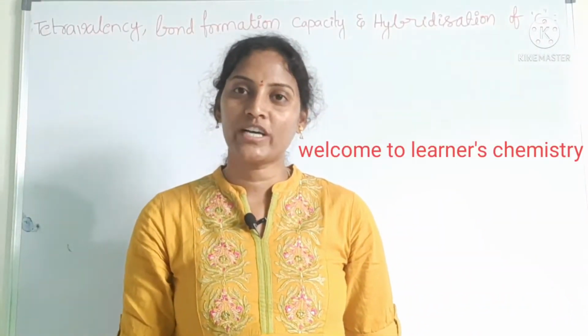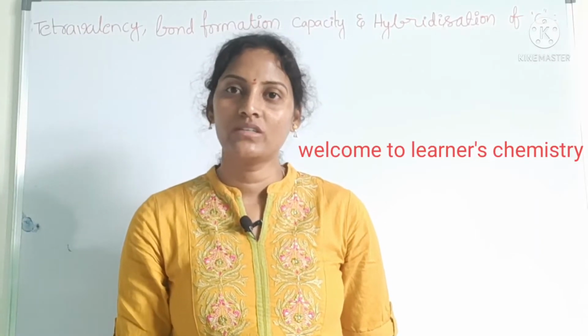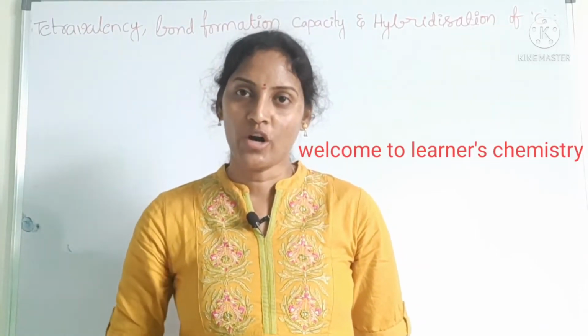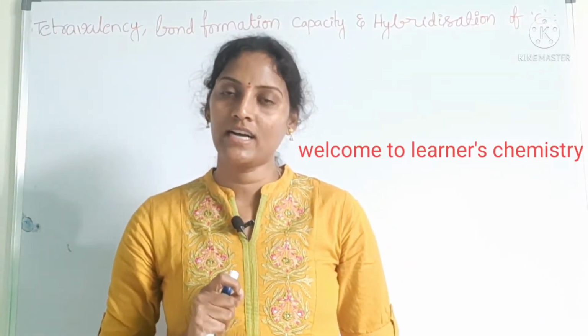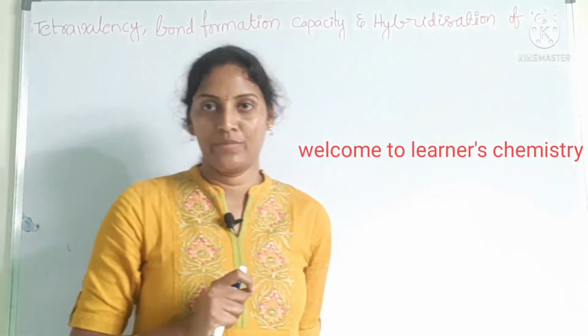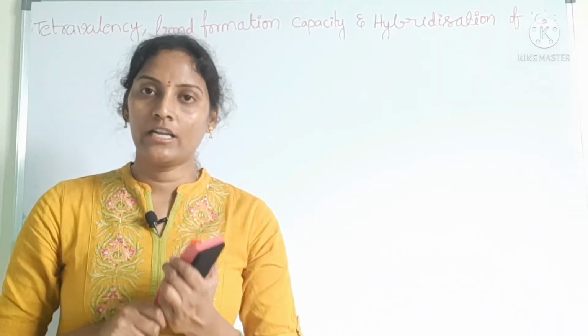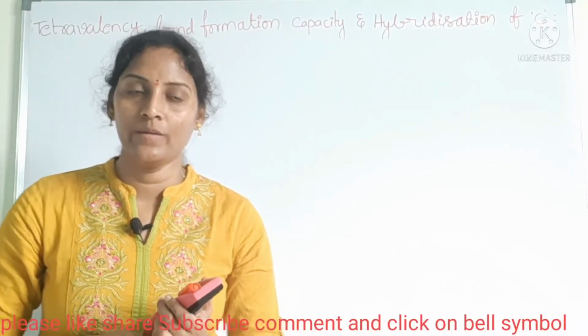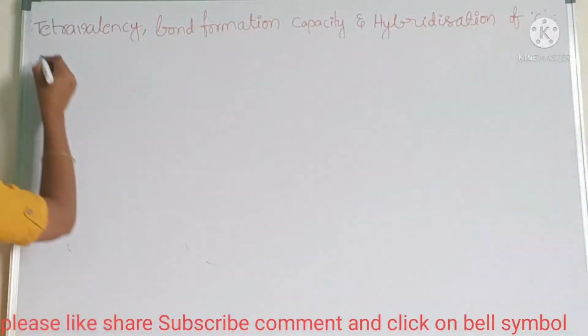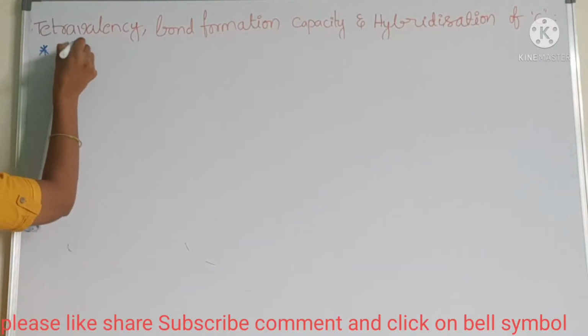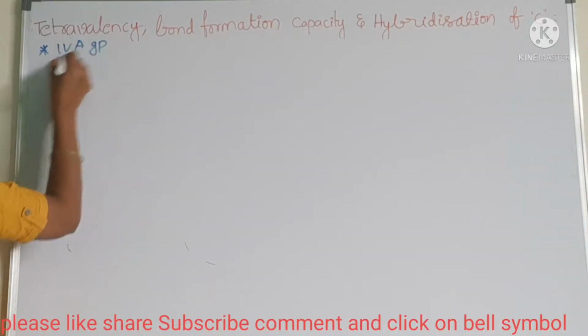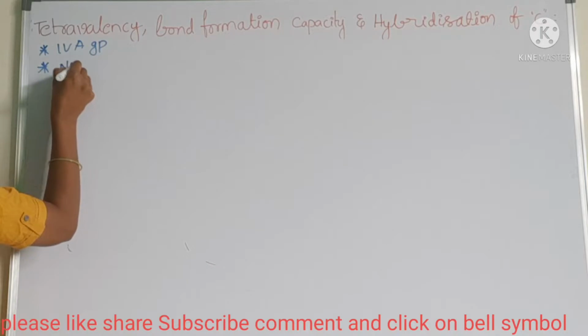In this session we are going to discuss tetravalency, bond formation capacity and hybridization of carbon. See, carbon is the most important element in organic chemistry. This carbon belongs to 4th A group. It is a non-metal.